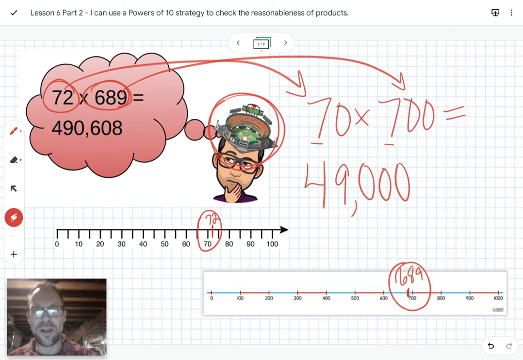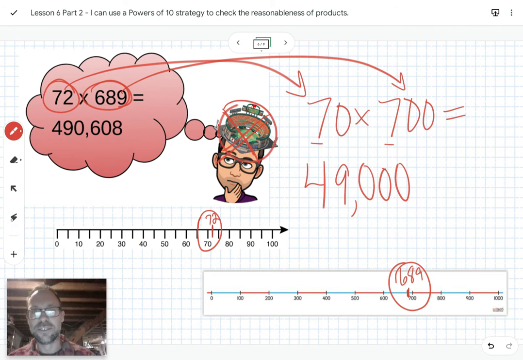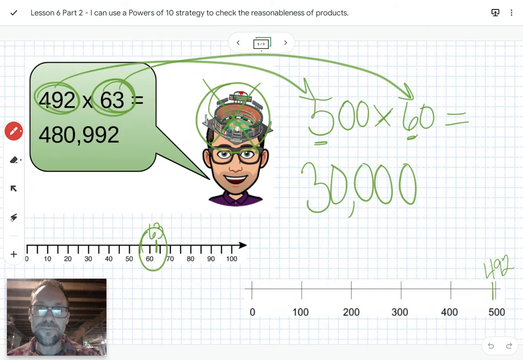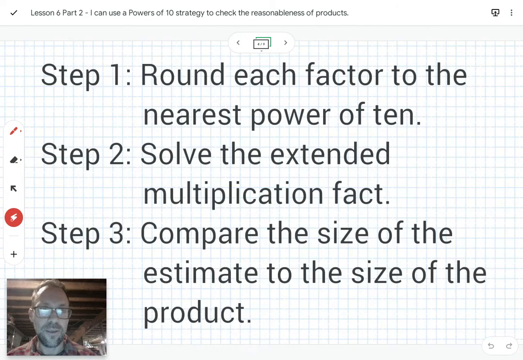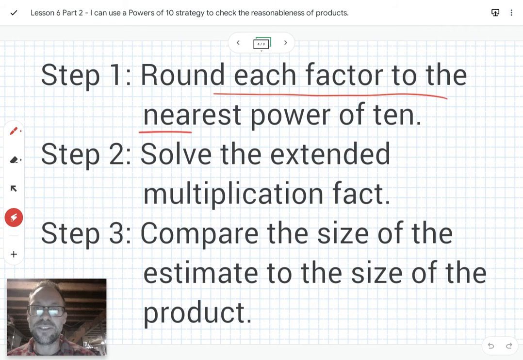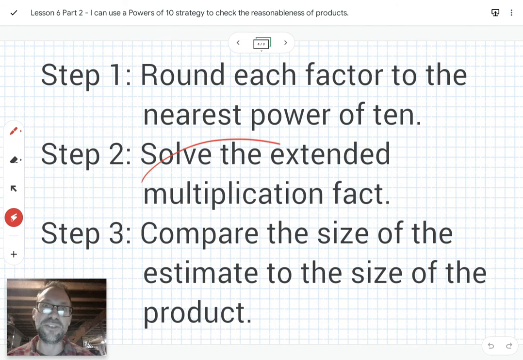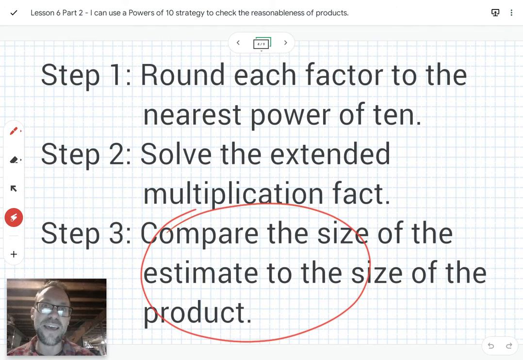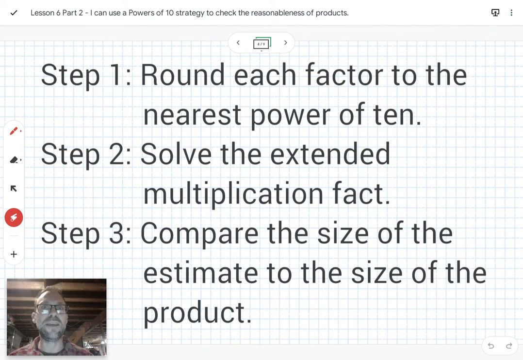Oh no, Mr. Geronis, you were wrong again. Not in the right ballpark. Oh no. So we have to go back and revise the answer, don't we? That's how this strategy works. All right. We round each of the factors to the nearest power of 10. Then we solve the extended multiplication fact. And then we compare the size of that estimate to the answer to make sure we're in the right ballpark. So we can go back and revise if we're not.